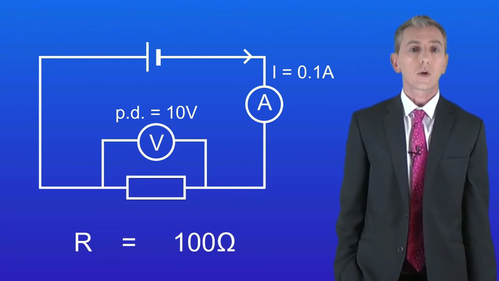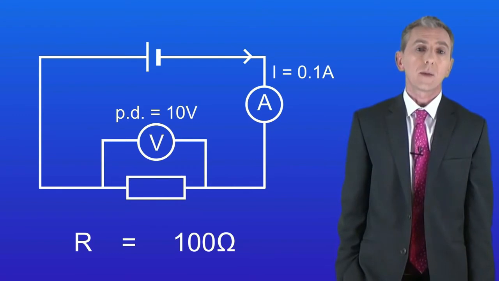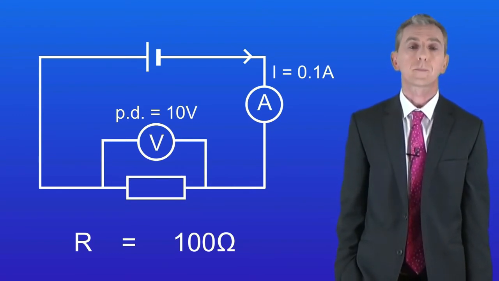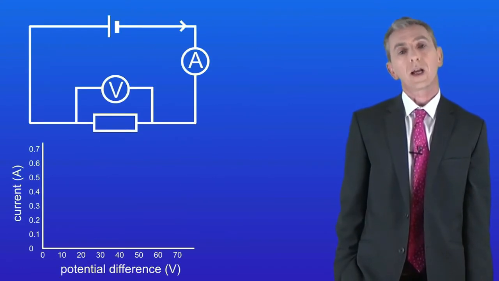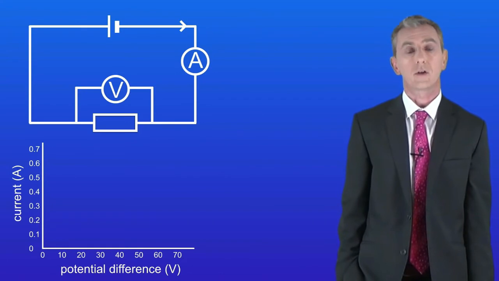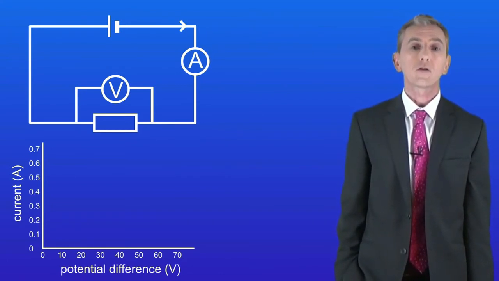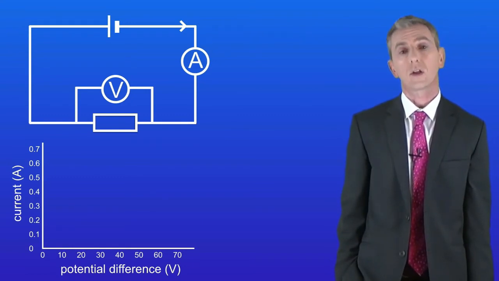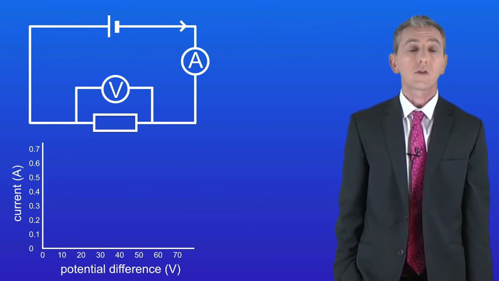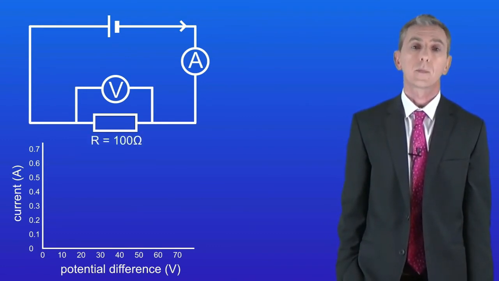Okay, so now we're going to look a bit closer at resistance. Some of this might seem a bit tricky, but it really isn't too bad, so please stick with it, you will get it. We're going to investigate what happens to the current through a resistor when we increase the potential difference. I'm going to measure how much current goes through the resistor when I increase the potential difference across the resistor, and I'm going to plot my results on the graph down here. I'll be using a resistance of 100 ohms, but you'd see the same pattern for any resistor.